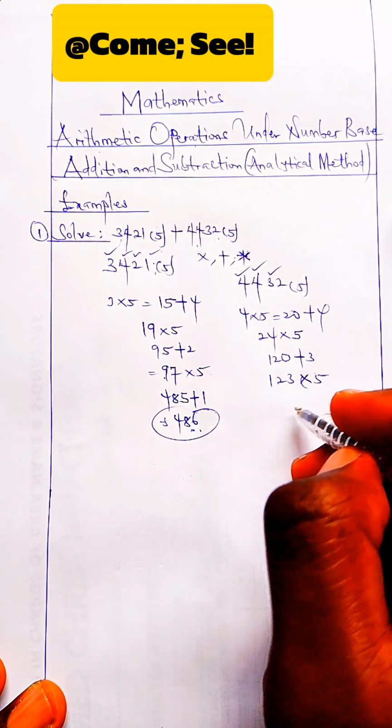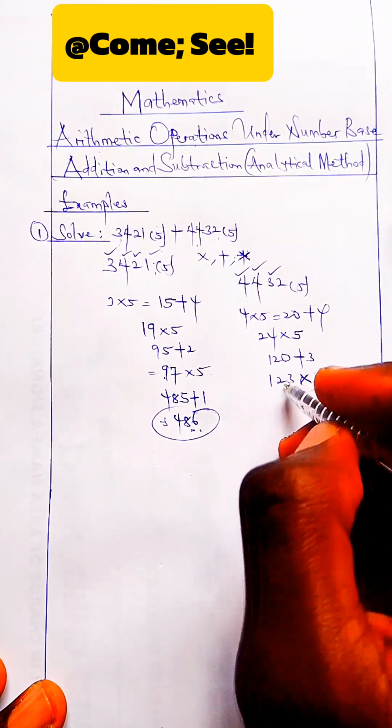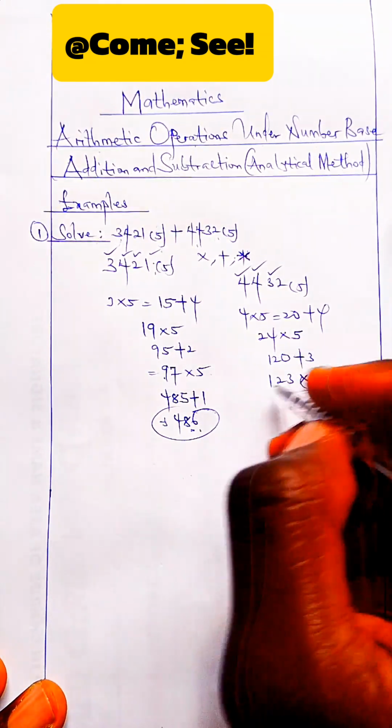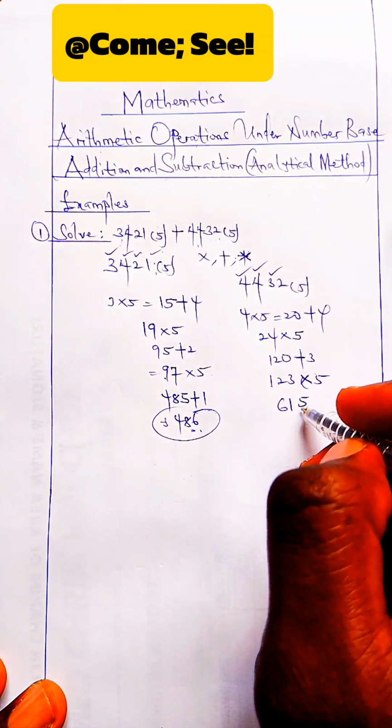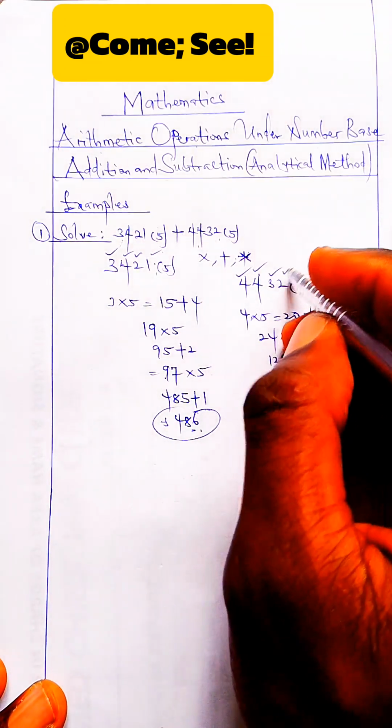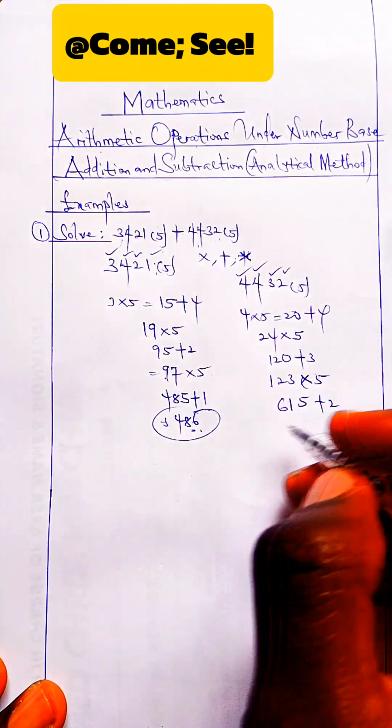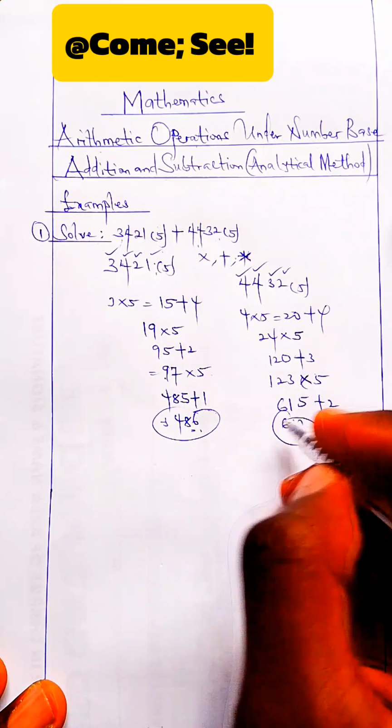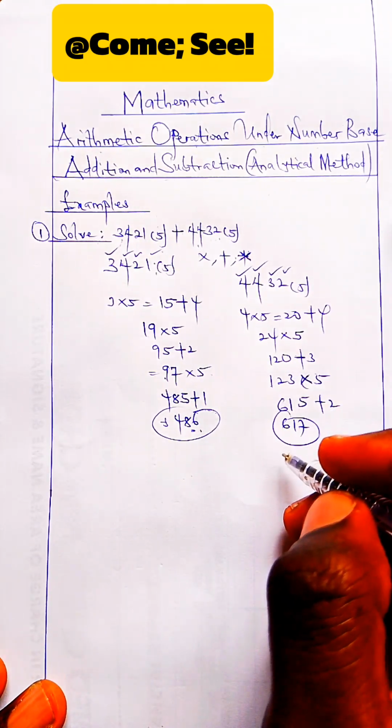So 123 times 5. 5 times 3 is 15. I have 5, keep your 1. 5 times 2, 10 plus 1, 11. I have 1, keep your 1. 5 times 1, 5 plus 1, 6. So 615. Then 615 plus the very last digit, 2, that's 617. So we're done with these two. They're already converted to base 10.